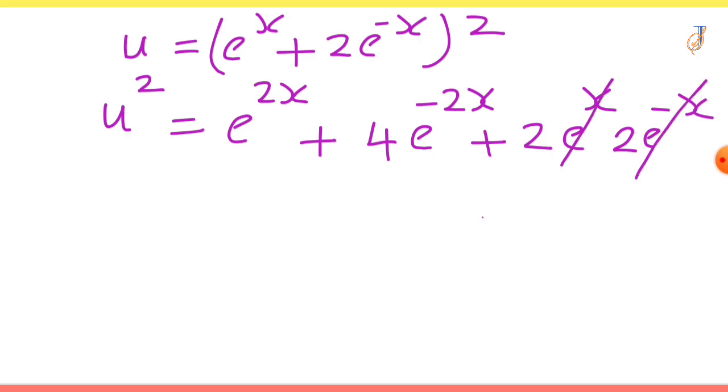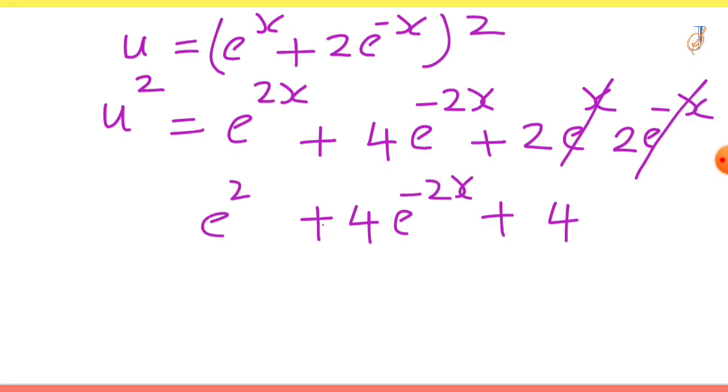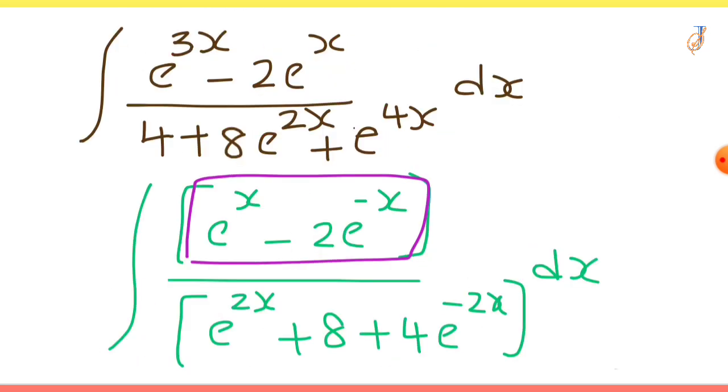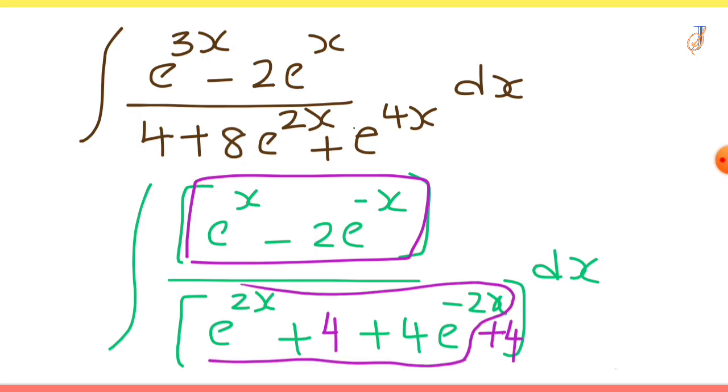This one gets cancelled, so we are left with only 4. And here we have 4 e power minus 2x. The first term is e power 2x. Do you observe? This is the same as our denominator. See here, if you convert this 8 into 4 plus 4, then these 3 terms are the same as our u power 2, isn't it? So instead of this, we are going to write u power 2.